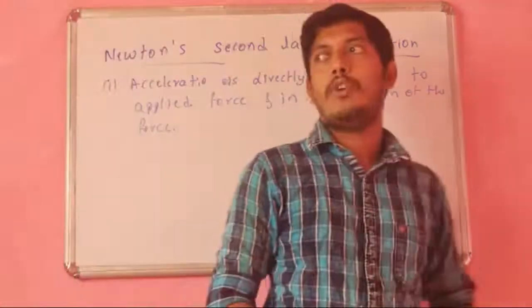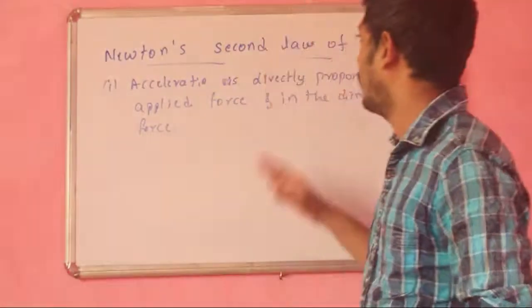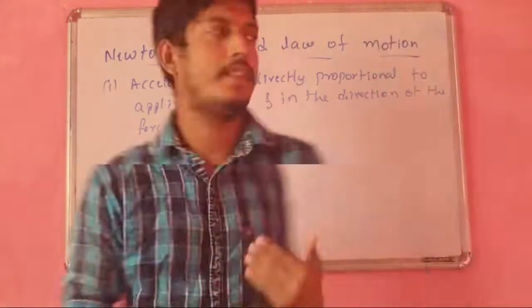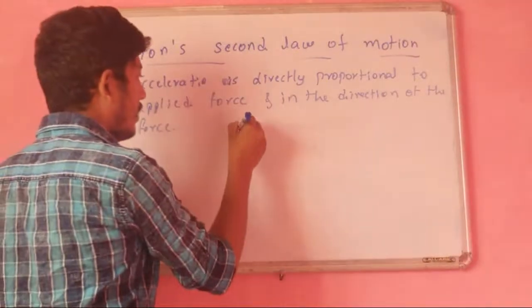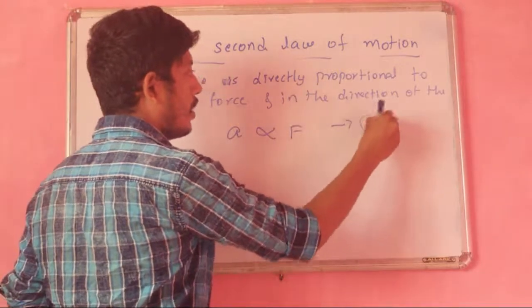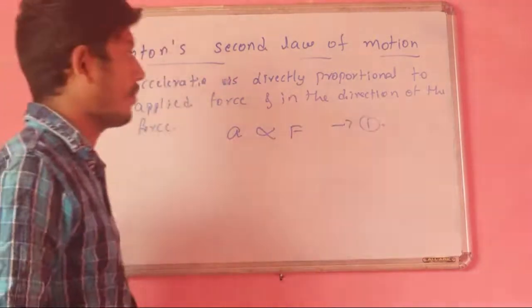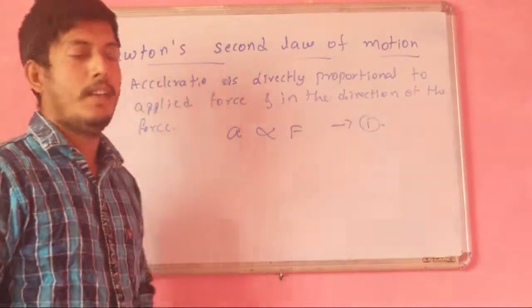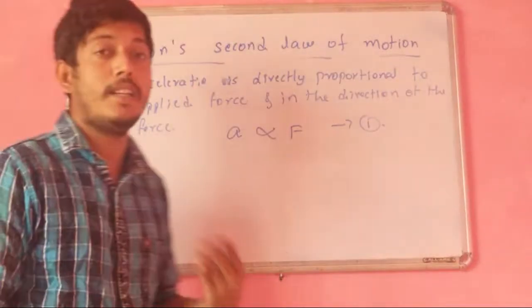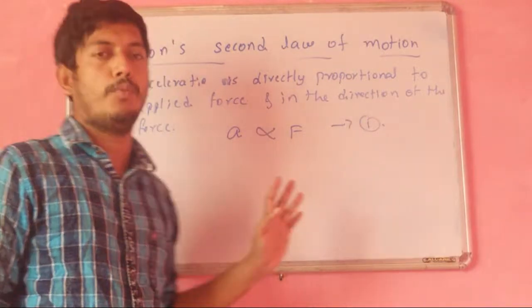Acceleration given to a body is directly proportional to applied force and in the direction of the force. So that means a is directly proportional to F. We will call this equation number 1. Now the second statement: acceleration given to a body is inversely proportional to the mass of the object.